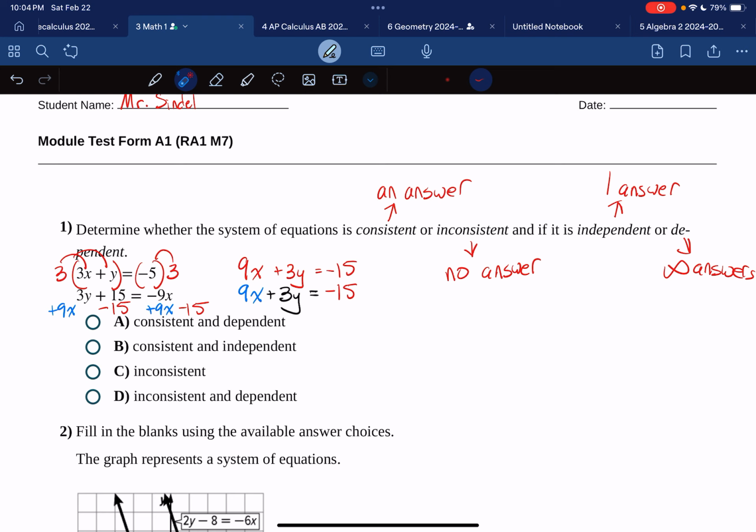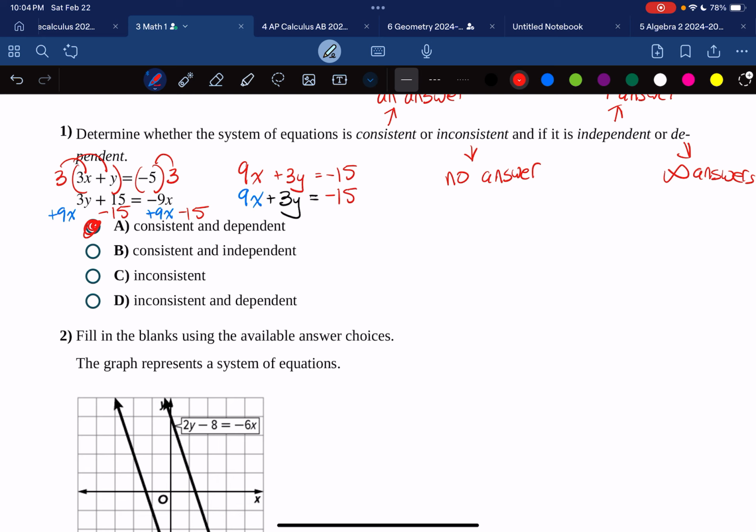So how do you decide which one it is? Consistent means that there is an answer and there's an infinite number of answers. I don't know how it's possible to even be inconsistent and dependent. Those seem like they don't work well together. But yeah, the correct answer here is A.